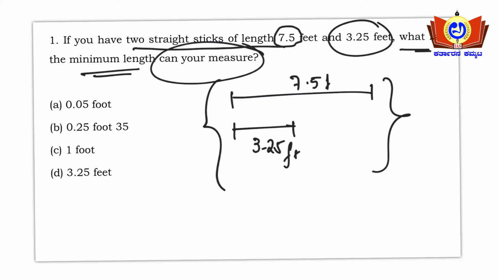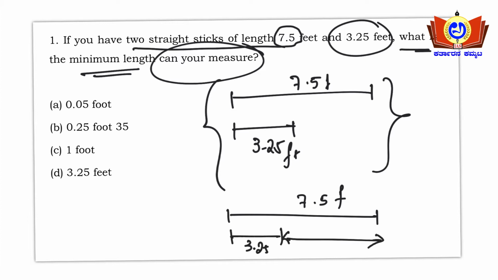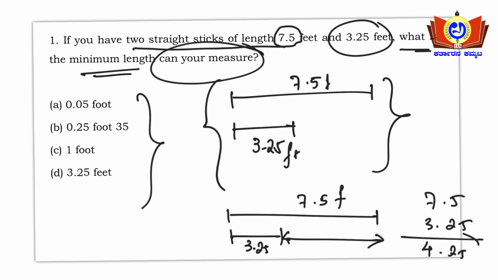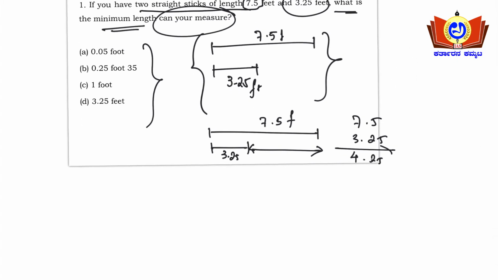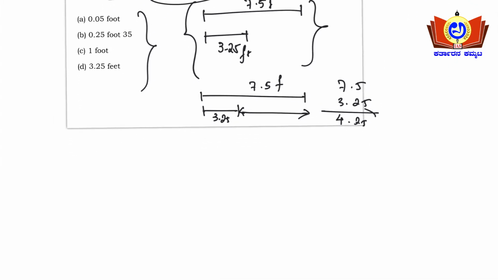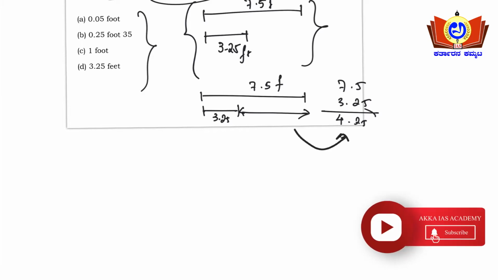See here, there is a stick of 7.5 feet. Stick 1 will be of 7.5 feet, and if you place by its side the stick of 3.25 feet, what is the remaining length? It will be 7.5 minus 3.25, so the answer will be 4.25. Friends, 4.25 is not in the options, but is this the only minimum length you can measure? That is the question here.